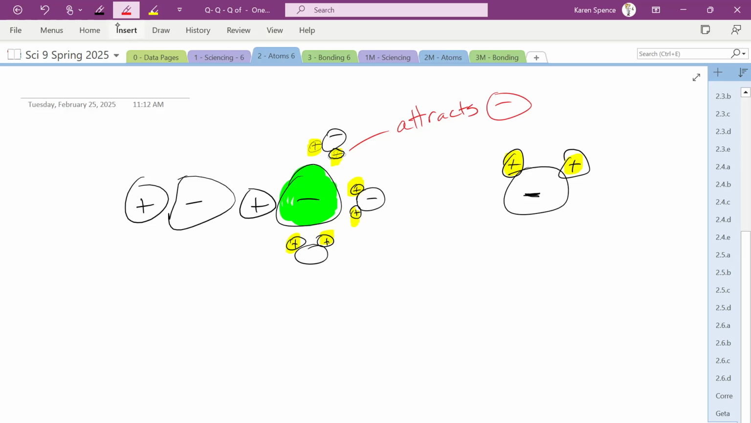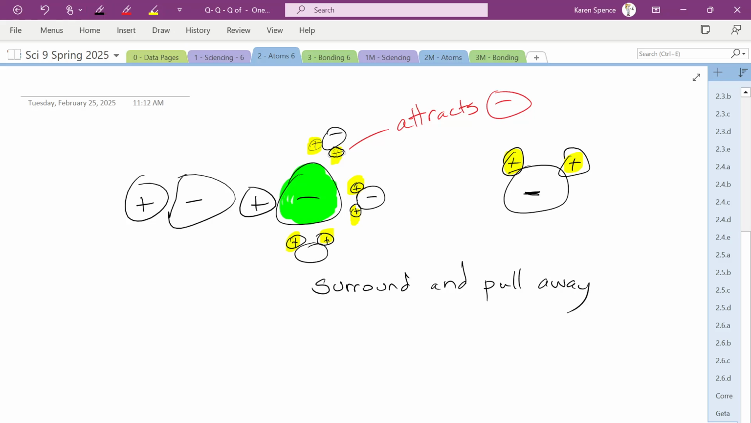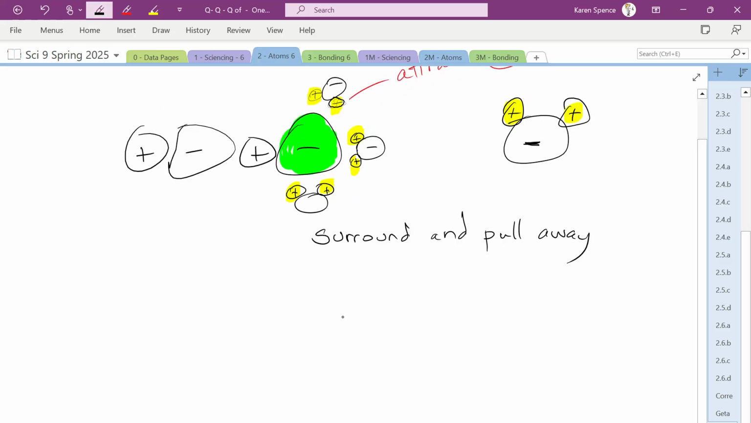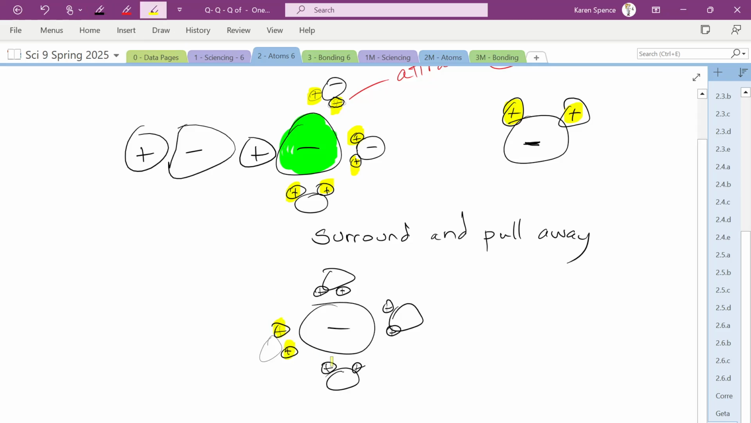Okay? And so you'll end up with a negative surrounded by little positive ends of the water. Positive, positive, positive, positive, positive. So you end up with all the little yellow things surrounding the green thing.